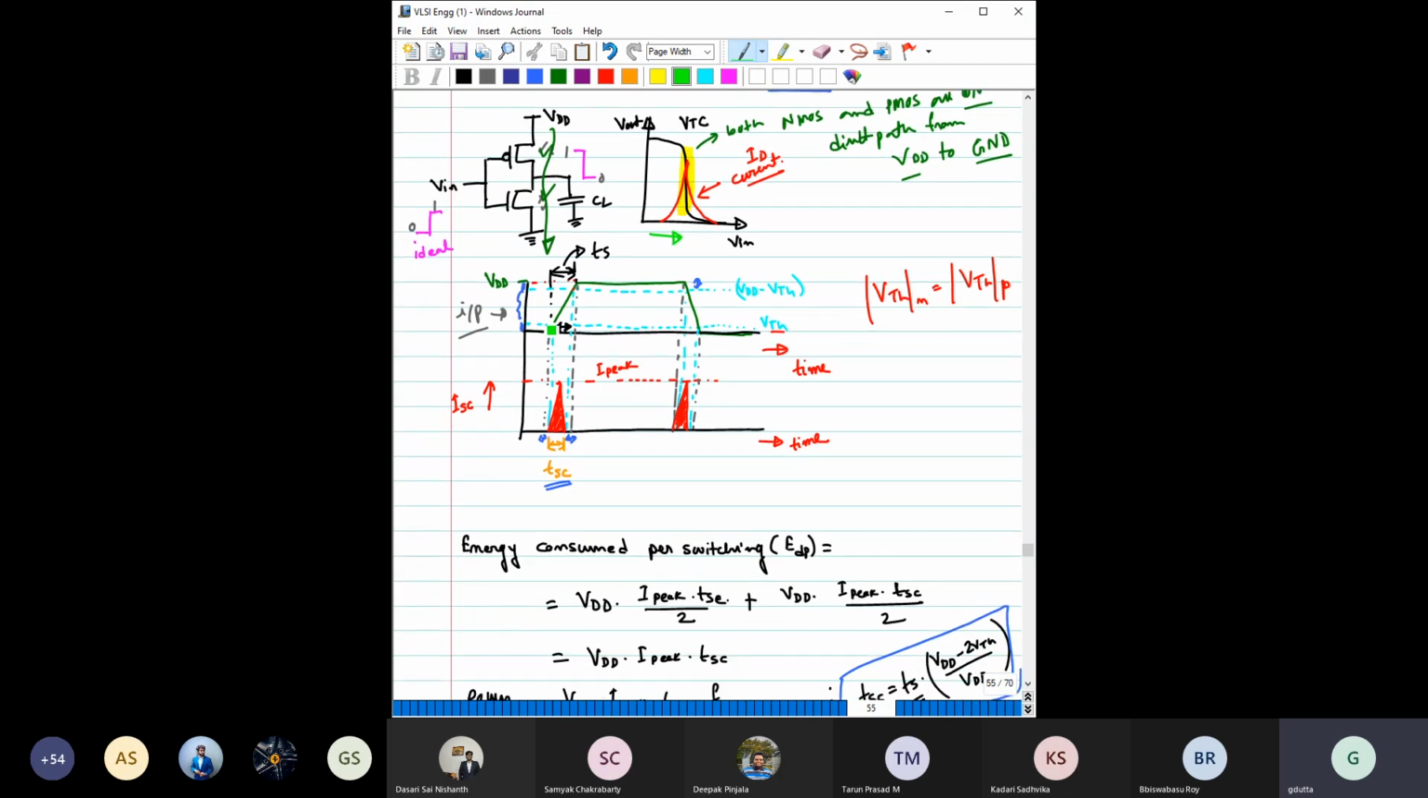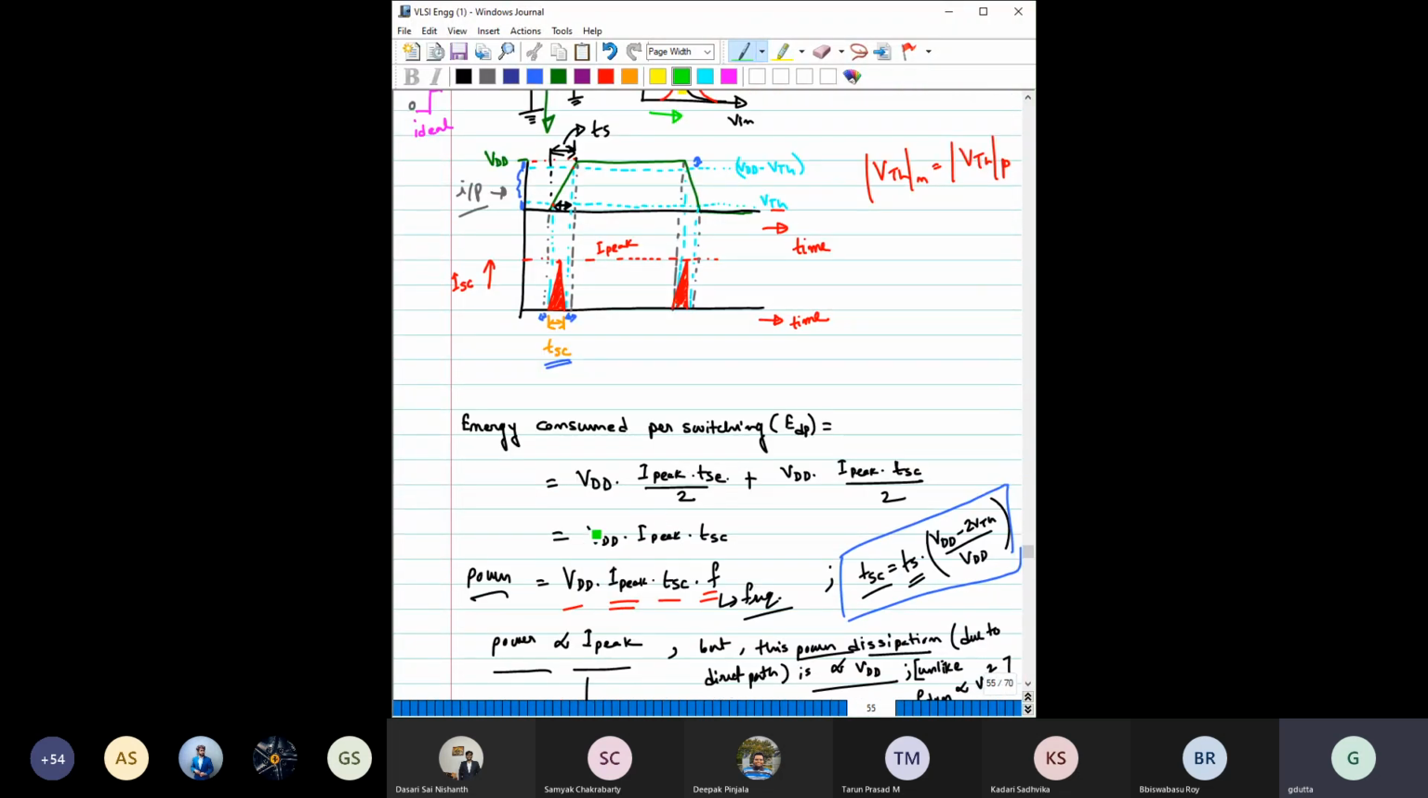Then we also discussed how you can estimate this. In the ideal case, it is a step input, with the change in input and change in output simultaneous. But in the practical case that will not happen. There will be a finite slope, and during this slope both transistors will be on. We also know that in the VTH region the transistor would be off, so the transistor is on only in this region. Depending on that, we did some simplification and tried to find the power dissipation in terms of I peak.